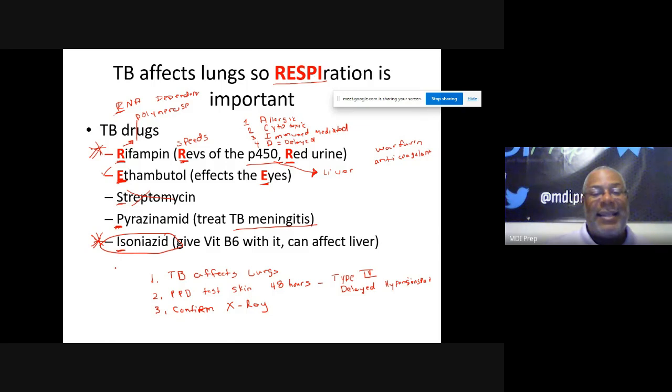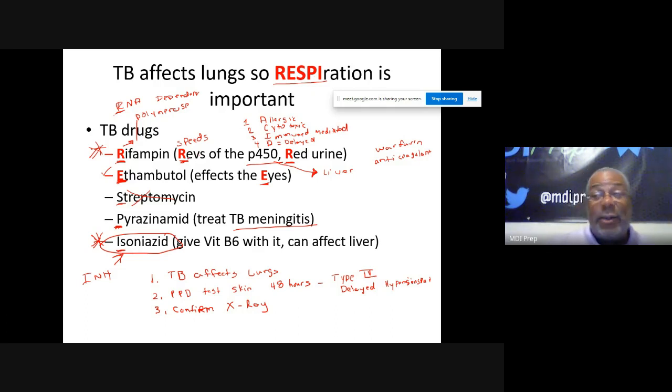Now, isoniazid is also known as INH. Now, the key to this isoniazid is that basically what it does is it decreases your vitamin B6 levels.